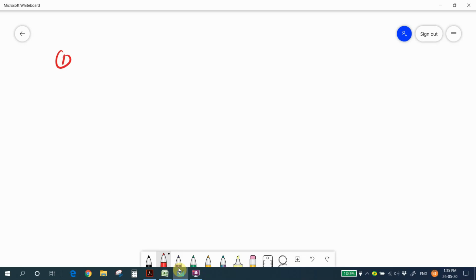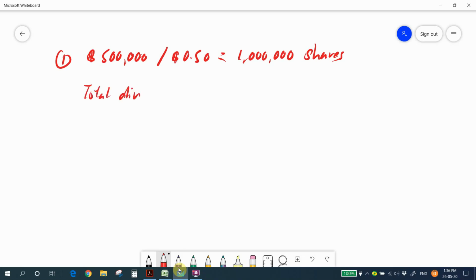The company share capital is 500,000, and the par value for each share is 50 cents. So we get 1 million ordinary shares. And the total dividend is 1 million shares times 5 cents per share. So how much do we get?